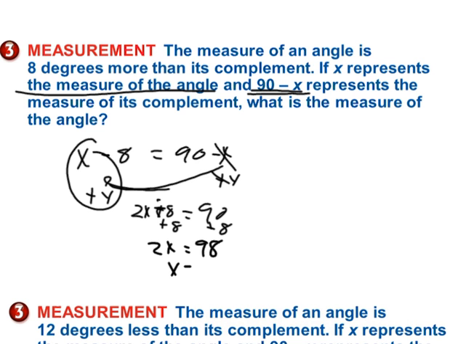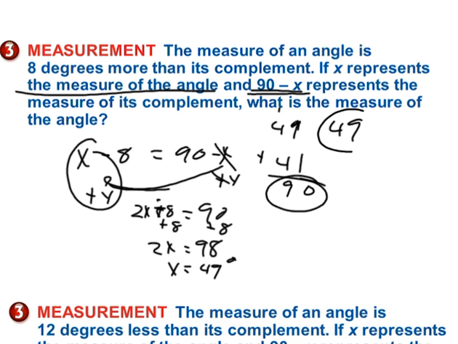X then, divide both sides by 2. Half of 98 would be 49 degrees. So x is 49 degrees, and its complement is 8 less than that, which would be 41. I need to check to make sure that they add up to be 90. So 49 plus 41, that'd be, okay, 1, 4, 4, 8, 9. They do check out to be 90, so 49 degrees is my measure, and its complement is 41 degrees.